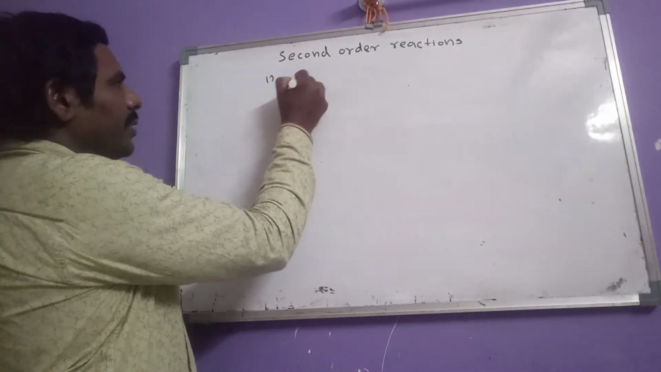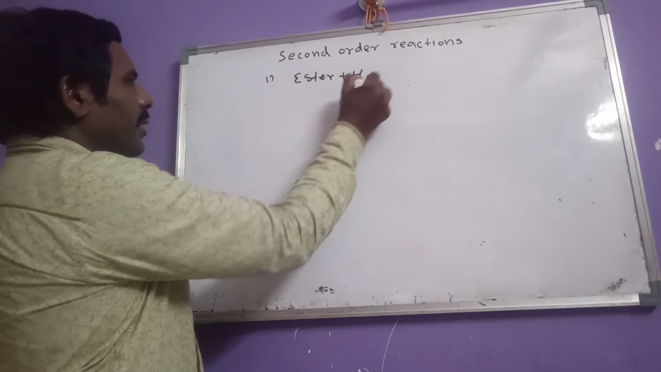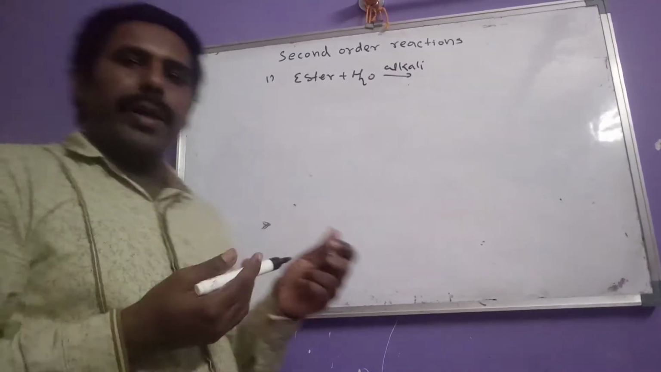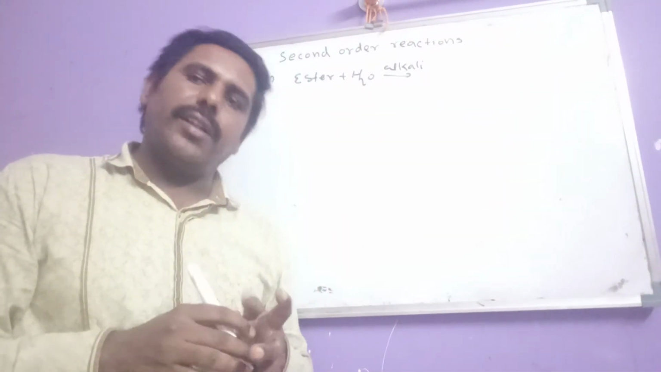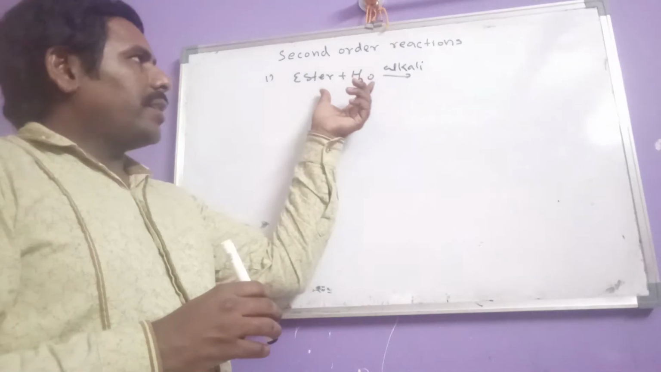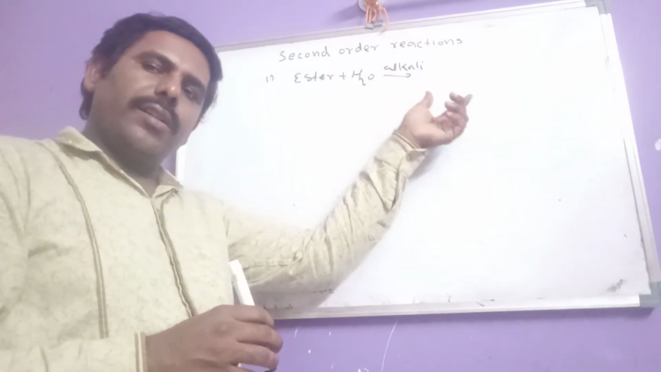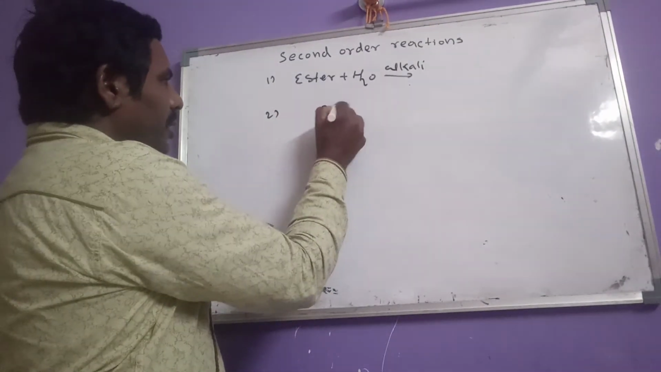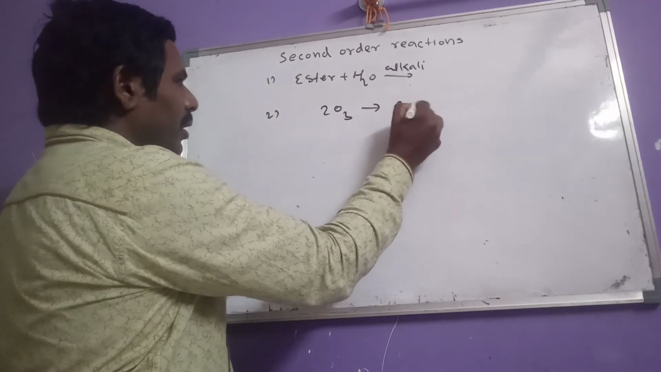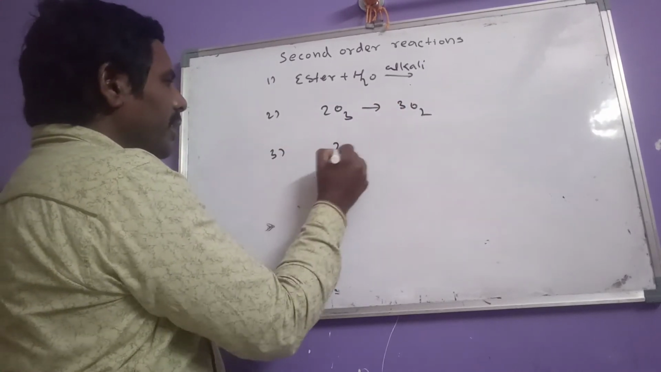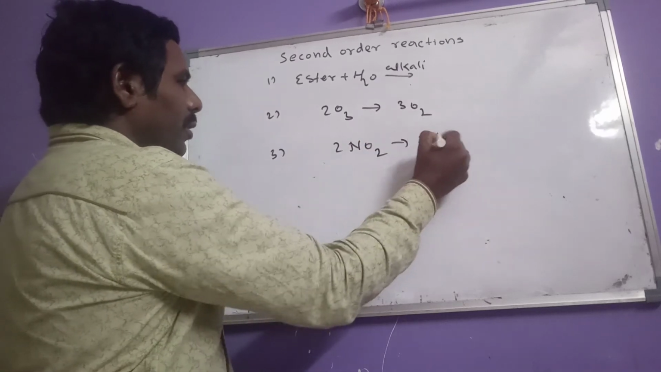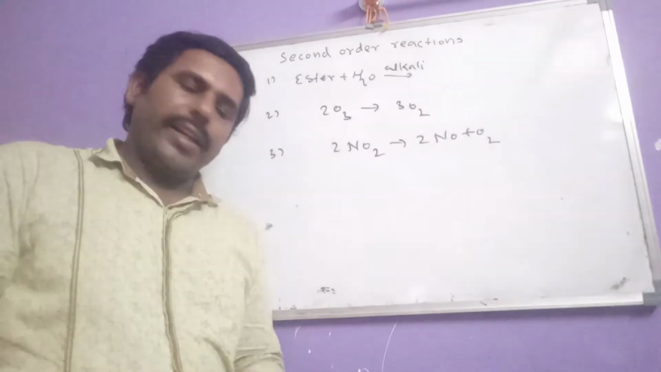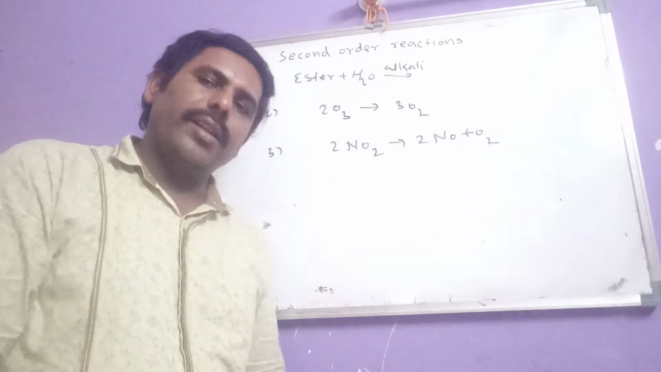The first one is ester hydrolysis in alkali medium. This is most important. In acidic medium, that is an example of a first order reaction. But ester hydrolysis in alkali medium is an example of a second order reaction. And the second example is the conversion of ozone into oxygen, and decomposition of NO2 into NO and oxygen. So these are some examples of second order kinetics or second order reactions.